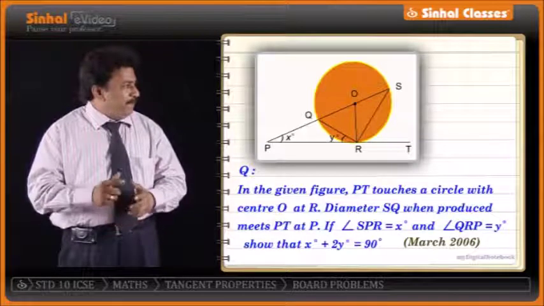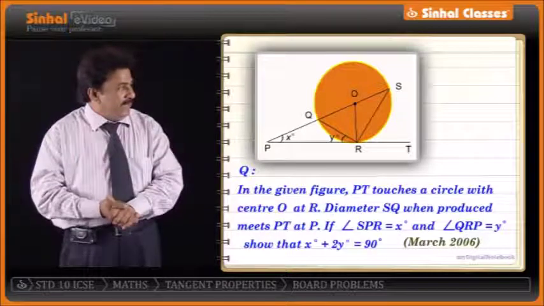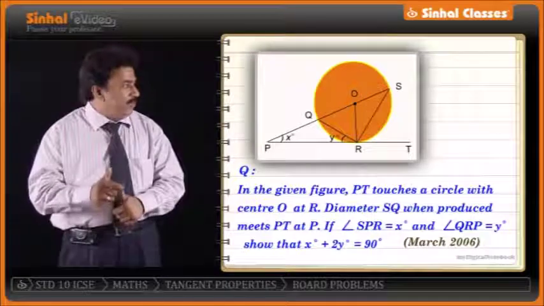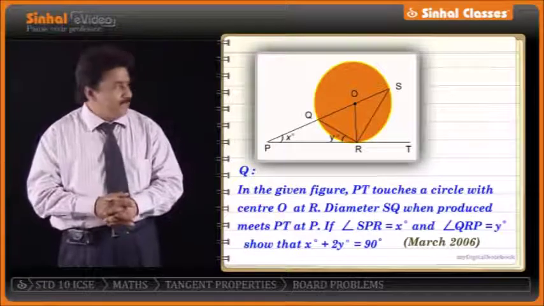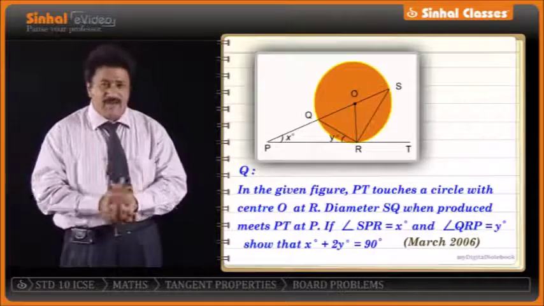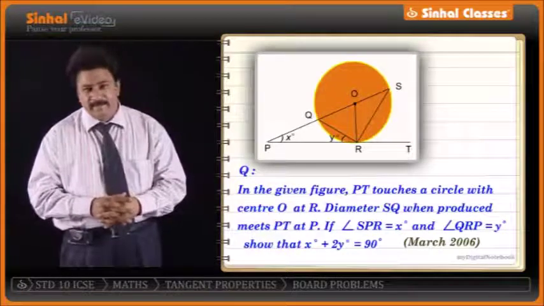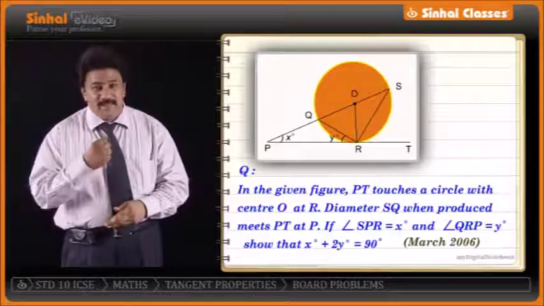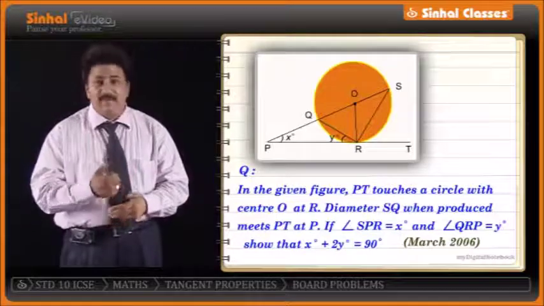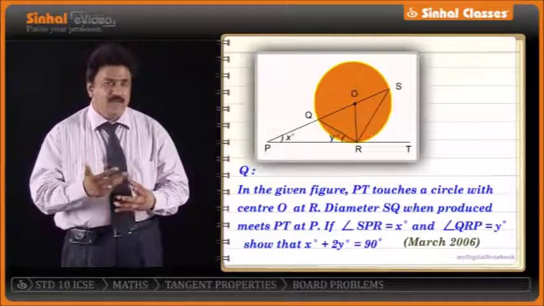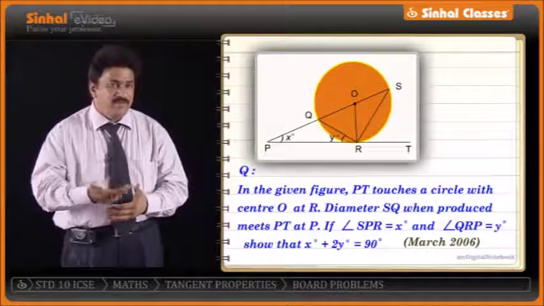When produced, SQ meets PT at point P. If angle SPR is x degrees and angle QRP is y degrees, prove that x plus 2y is 90 degrees. That is, x degrees plus 2y degrees is 90 degrees. We'll try to prove this now. How do we proceed further?